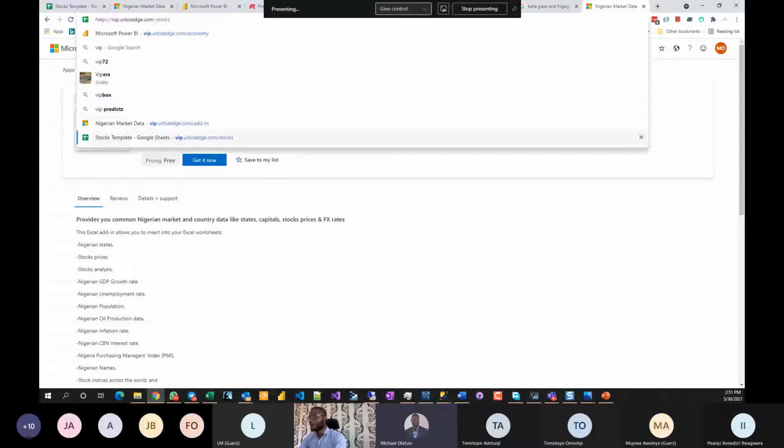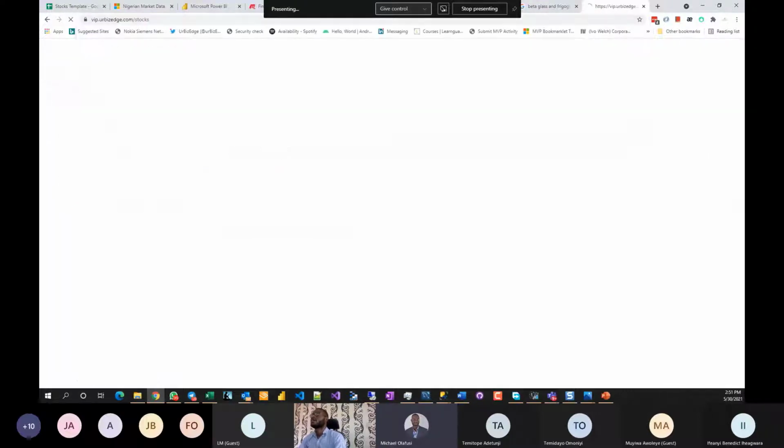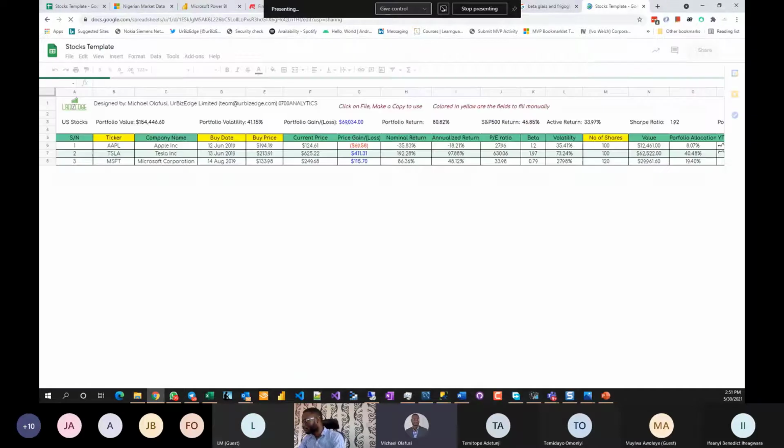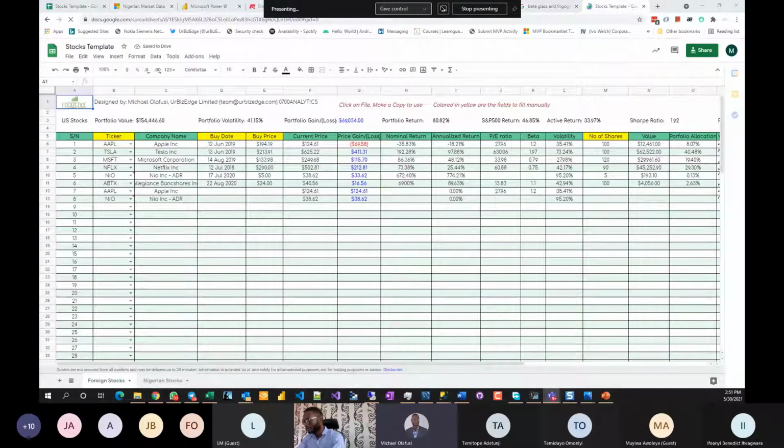Then I will show you how I'm using it personally. So let me put it in the chat box. So this is tool number 4. I use this to build my own stock portfolio. So let me explain how you're supposed to use it.